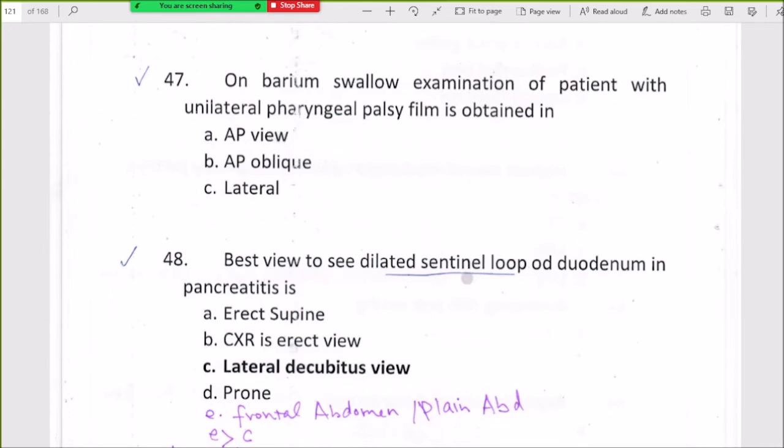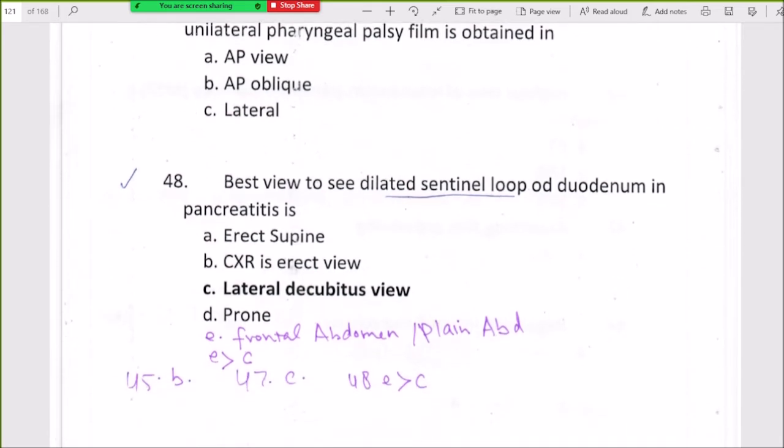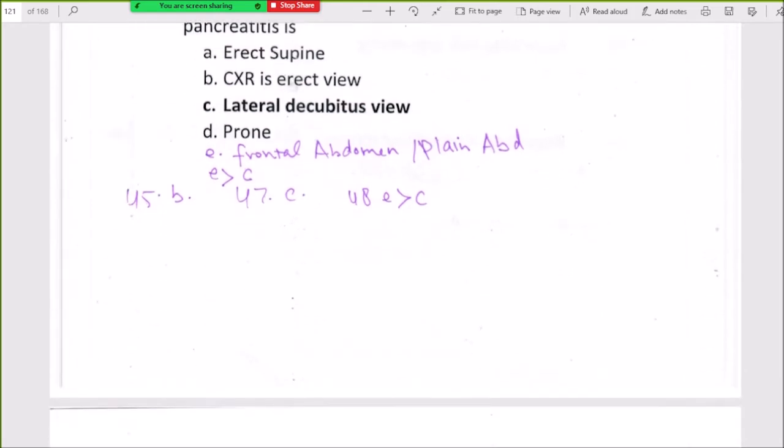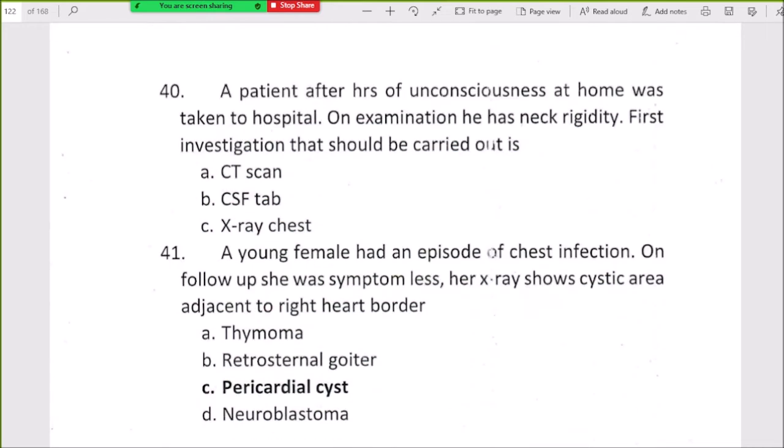48. Best way to see dilated central loop of duodenum in pancreatitis is frontal abdomen or plain abdomen. If that is not an option, then lateral decubitus view.